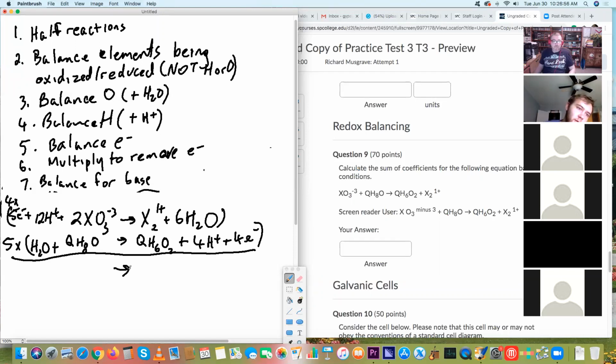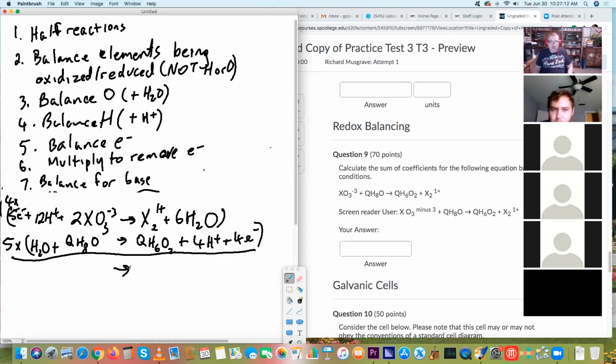It's going to be on the reactant side. Okay, and how many? 28. Yeah, 4 times 12 is 48. I think somebody, was that you, Miriam, who said 28? Yeah, 28. So it'd be 48 minus 20. That's 5 times 4. So that would be 28 H plus on this side.